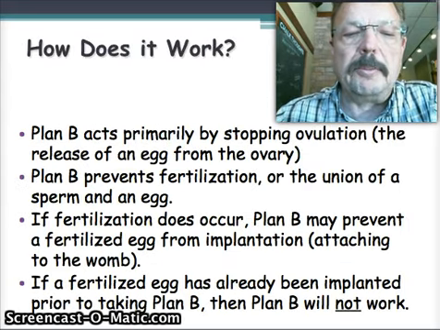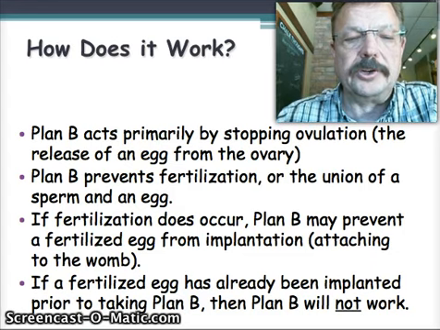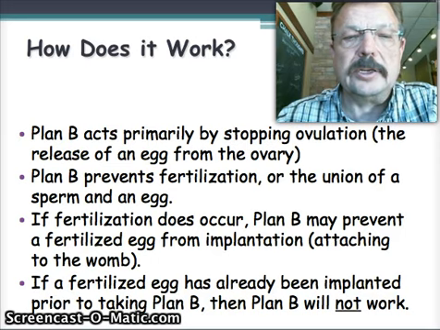Plan B acts primarily to stop ovulation. It prevents fertilization, or the union of the sperm and an egg. If fertilization does occur, Plan B may prevent a fertilized egg from being implanted. If a fertilized egg has already been implanted prior to taking Plan B, then Plan B does not work.